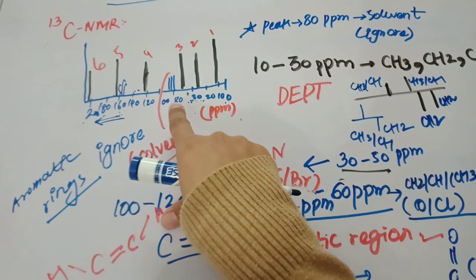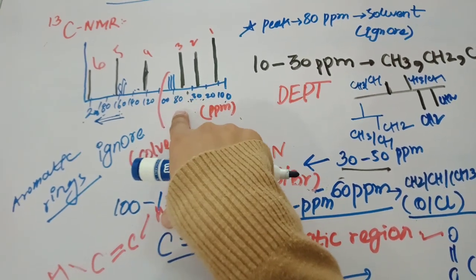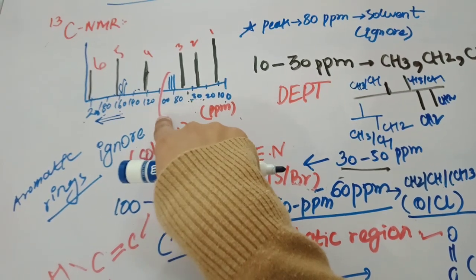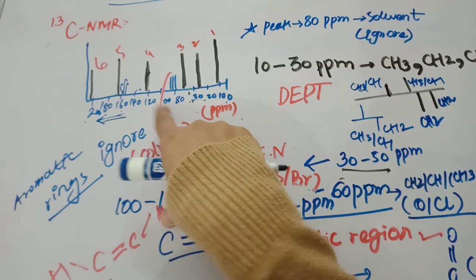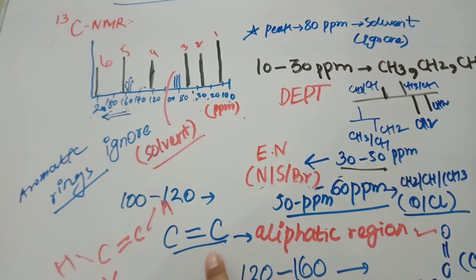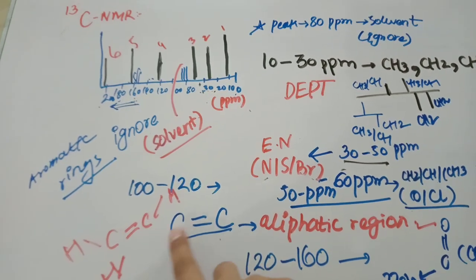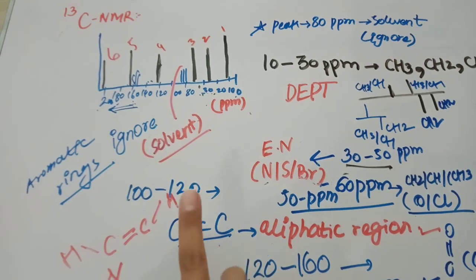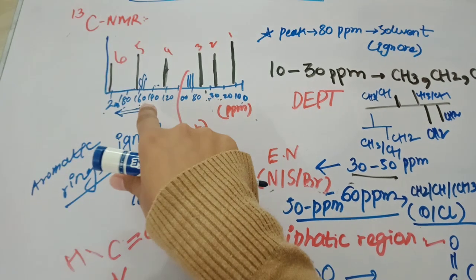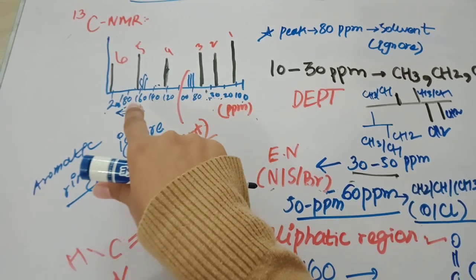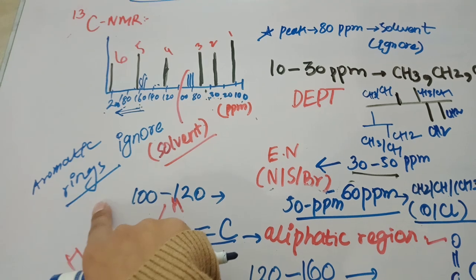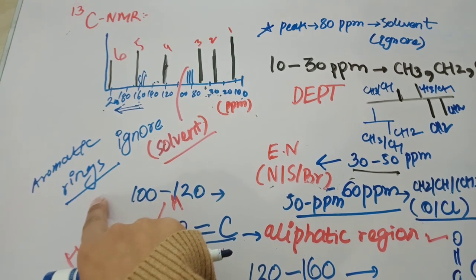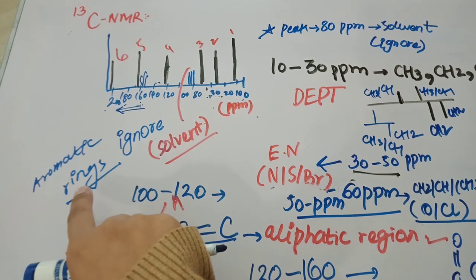The peaks present at 80 are of solvents, and we have to ignore these peaks as they are of no use. The peaks present from 100 to 120 are the peaks of aliphatic carbon double bond carbon, which could be present in this form or any other forms. So 100 to 120 show us the peaks of C double bond C functional groups, and those from above 120 to 160 are the peaks of aromatic rings. These could be 6-membered, 5-membered, or any other aromatic rings.